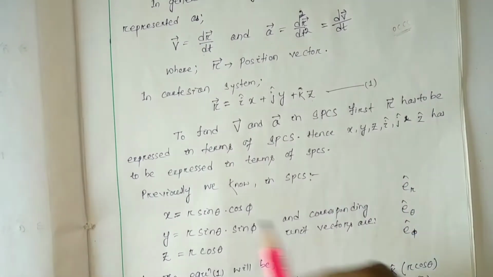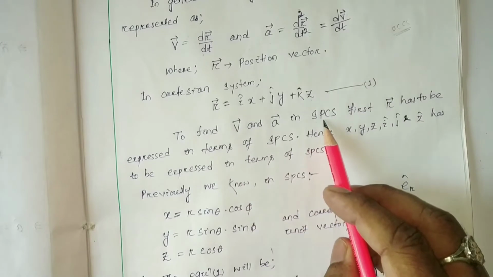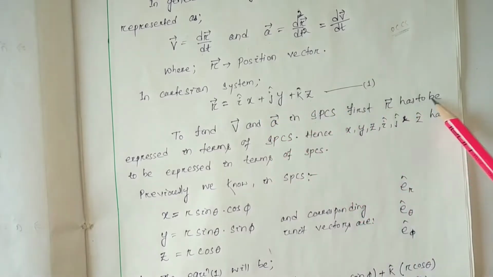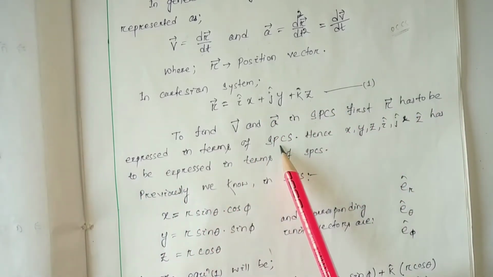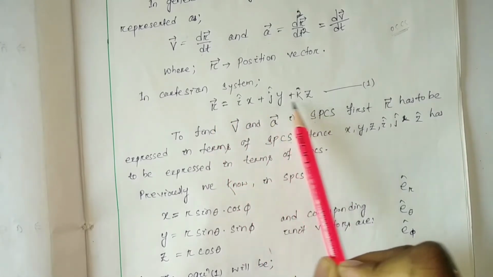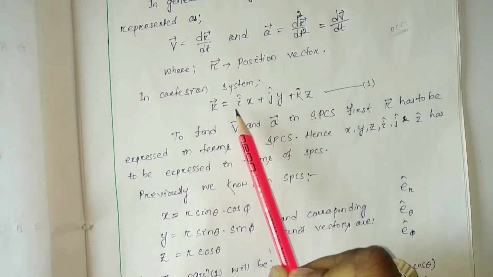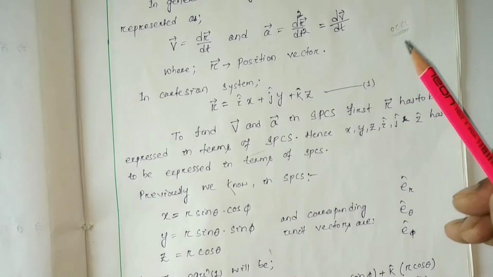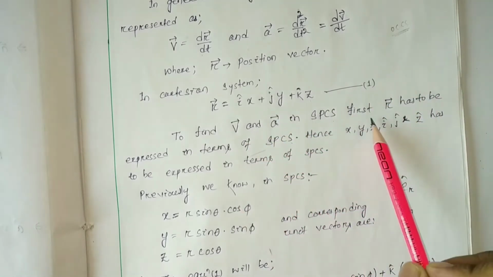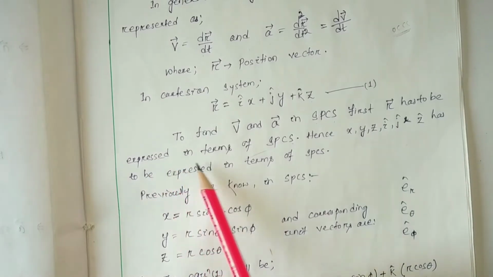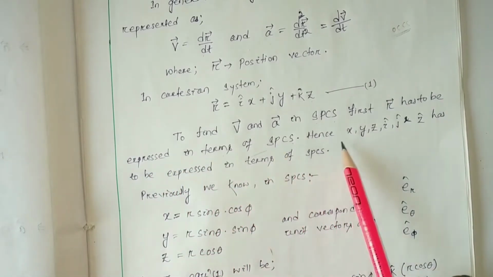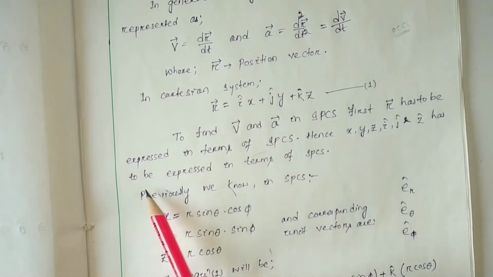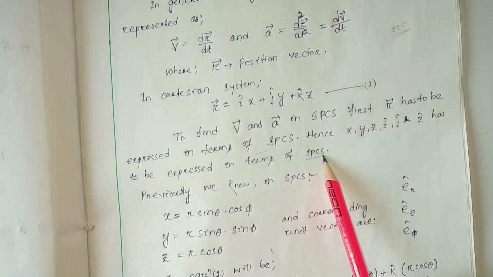To find velocity and acceleration in the spherical polar coordinate system, first the position vector r has to be expressed in terms of the spherical polar coordinate system, because it is currently represented in the Cartesian coordinate system. First I have to transform this position vector to the spherical polar coordinate system, then we will find the velocity and acceleration. Hence x, y, z and the corresponding unit vectors i cap, j cap, k cap have to be expressed in terms of SPCS.